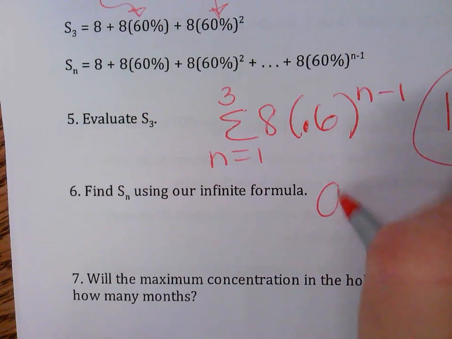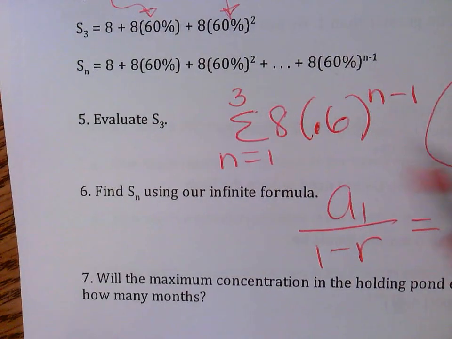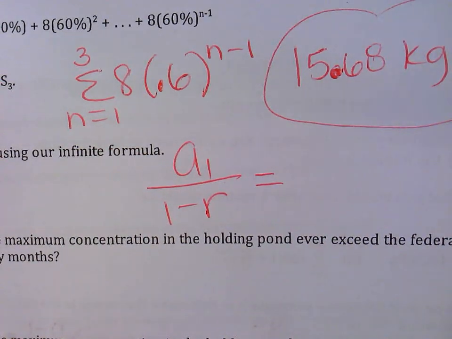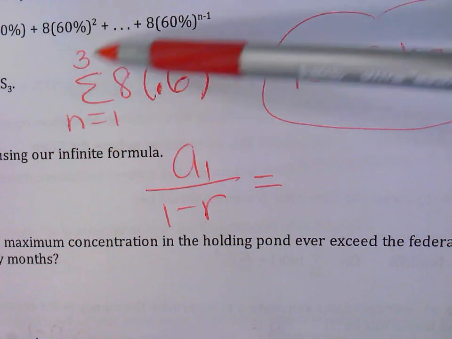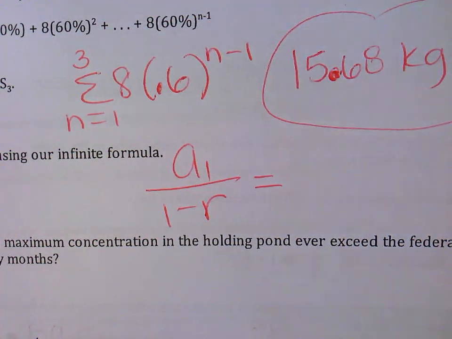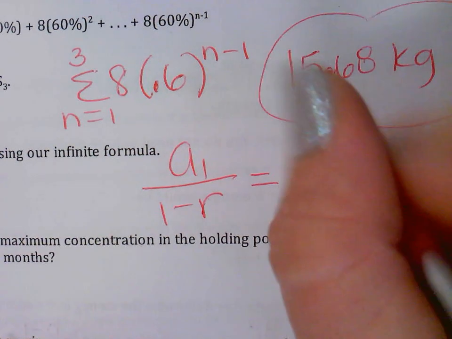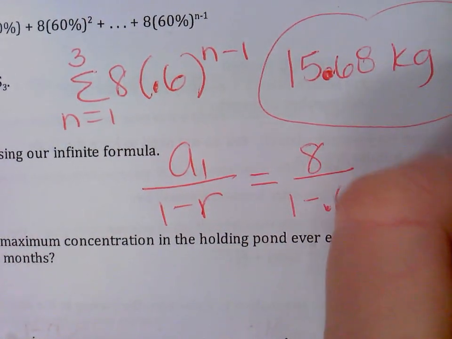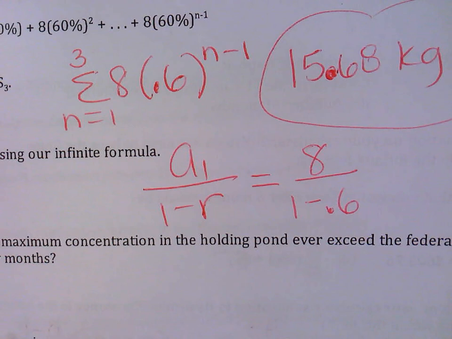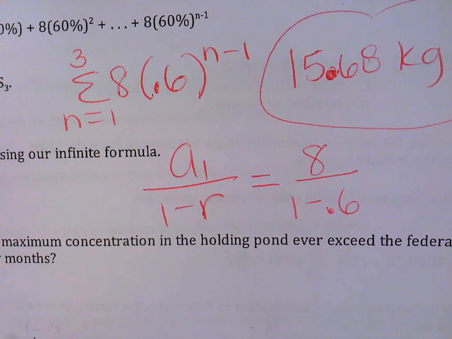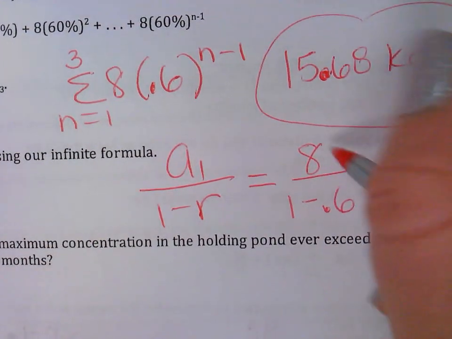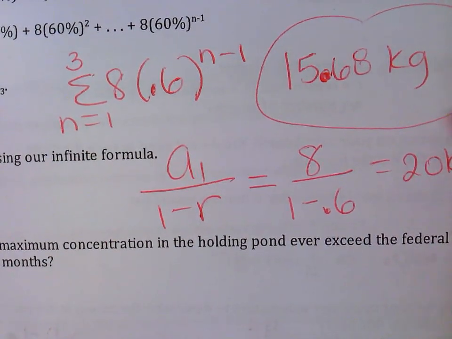So the infinite formula, you need to know. It's the first value divided by 1 minus r, right? That's like making this go to infinity. So instead of typing in infinity here, we take the first value, 8. R is the common ratio. So we're taking 8 and dividing by 1 minus 0.6, so 8 divided by 0.4. Where is this going to max out? Yeah, it's going to max out at 20 kilograms. It's never going to get to 21.